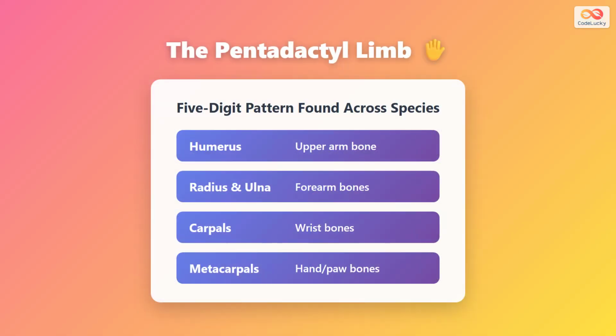This common pattern is called the pentadactyl limb, meaning five-fingered limb. It consists of a single upper bone called the humerus, two forearm bones known as the radius and ulna, a collection of small wrist bones called carpals, and hand or paw bones called metacarpals. This five-digit pattern appears across countless species, from amphibians to reptiles to mammals, showing their shared heritage.